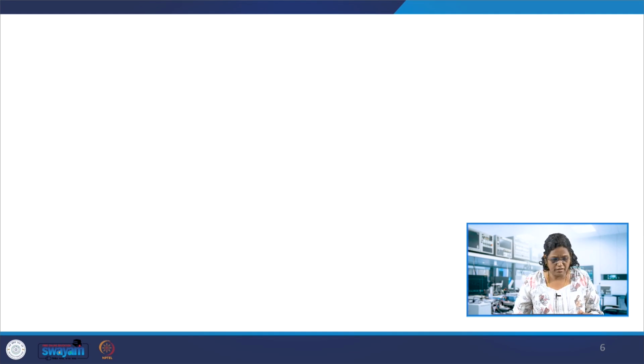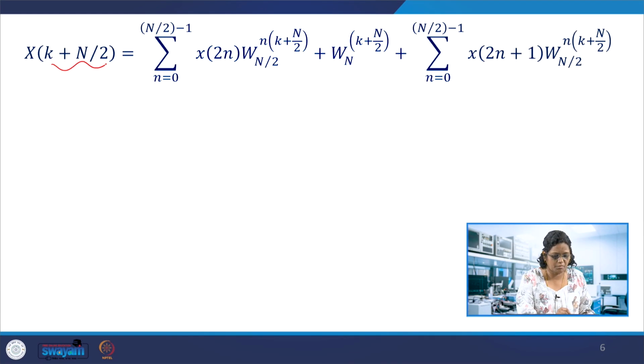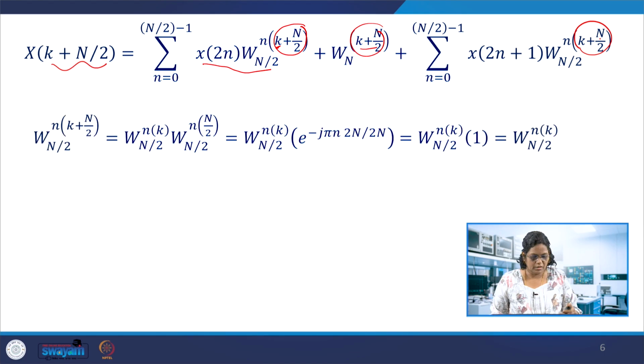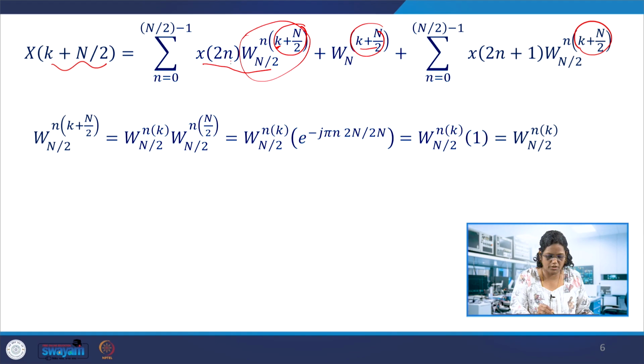To get that, we have x of k now replaced with x of k plus n by 2. So in the same equation, every k is replaced with k plus n by 2. Here also the k is replaced with k plus n by 2. Now in the previous equation, we can reduce this particular term. If you multiply here W suffix n by 2 nk, this can be split like this, and then W suffix n by 2 n into n by 2.